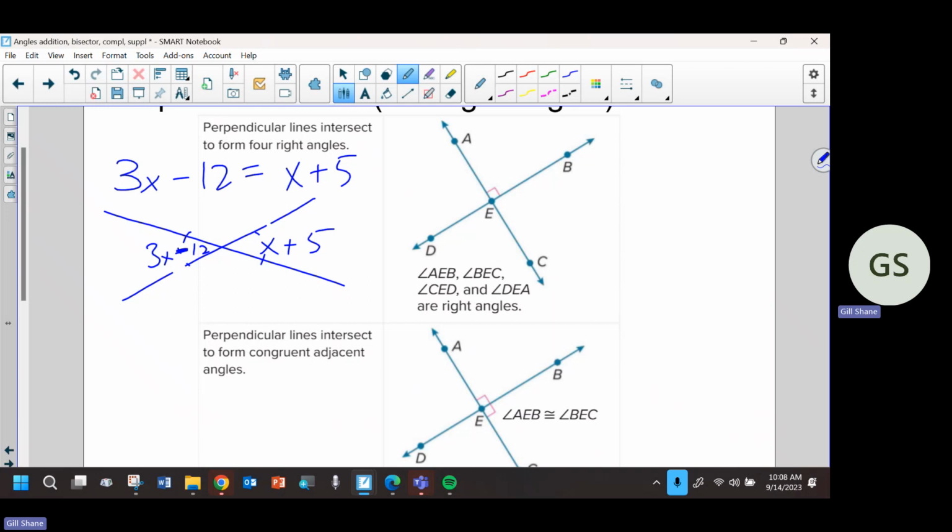This is the other one. This is the problem I gave you on the quiz. Virtually nobody knew how to solve it. I'm going to very quickly tell you the process. Once you solve for x, because we know those two are equal, you can plug it back in and figure out what this angle is.